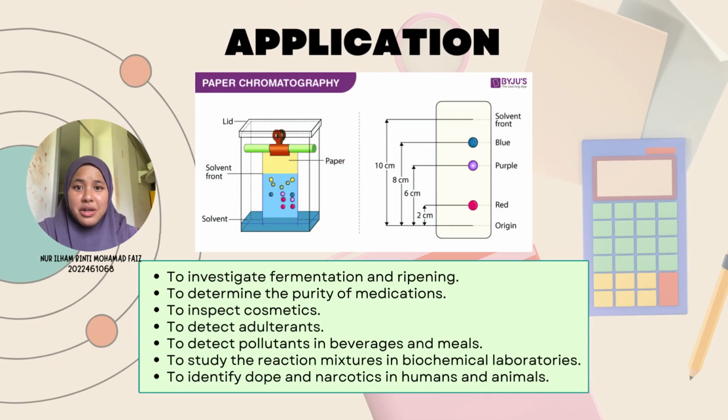Applications of chromatography paper. First, to investigate fermentation and ripening. Second, to determine the purity of medication. Third, to inspect cosmetics. Fourth, to detect adulterants. Fifth, to detect pollutants in beverages and meals. Sixth, to study the reaction mixture in biochemical laboratories. Lastly, to identify dope and narcotics in humans and animals.